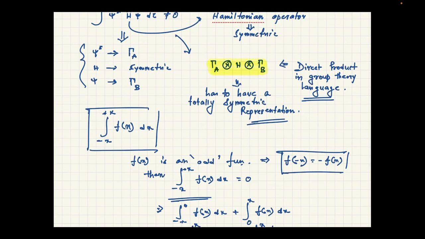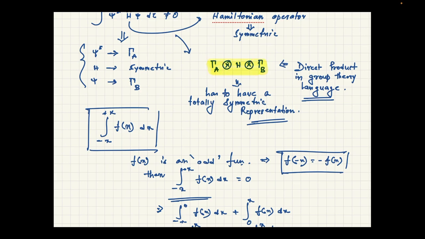Now here H is symmetric. Now the total direct product, if I want to get a non-zero value, the gamma A and gamma B direct product will have a totally symmetric representation, right? That means gamma A and gamma B will form the same irreducible representation. Then only the gamma A direct product gamma B will have a totally symmetric representation, okay?